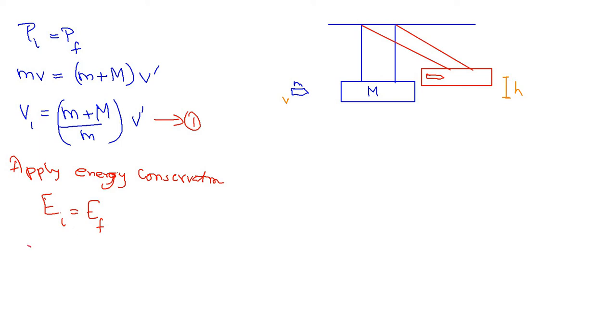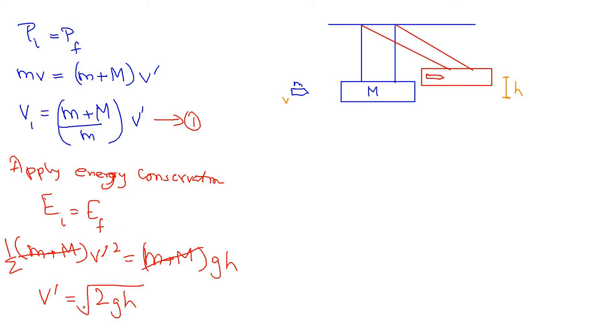So we have small m plus capital M, times one half, times the velocity v prime squared, and that is all converted into m plus M times g times h. This mass cancels out, and you get the typical expression that we get for velocities. Independent of the mass, v prime is the square root of 2gh. Let's call this equation 2.